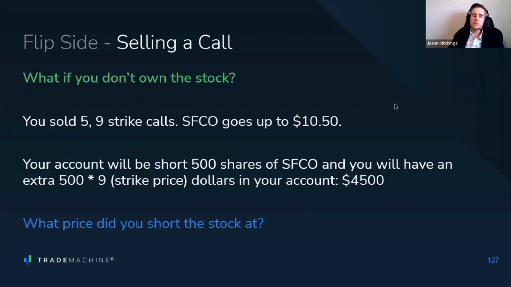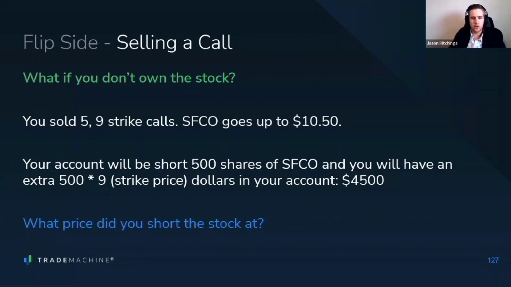So let's look at this for a second. Let's say you sold 5 contracts of a 9-strike call, and then it goes up to 10.50. What actually happens in your account? Well, the person has to still give you $9 per share. So your account will have $4,500 extra in it to start with. But you had to come up with a stock, and so they're going to go buy the stock out on the market and sell it to the person and credit you with a short stock.